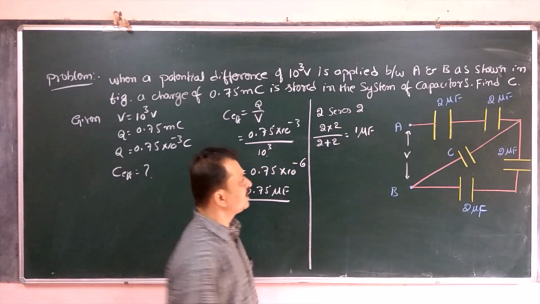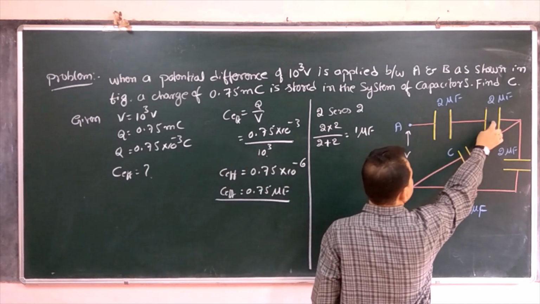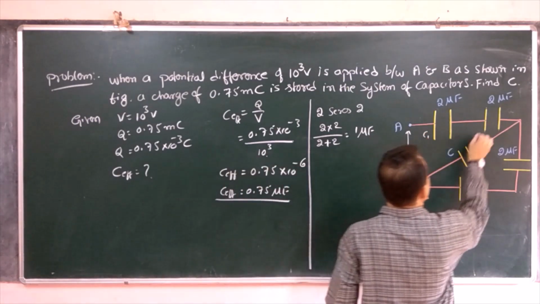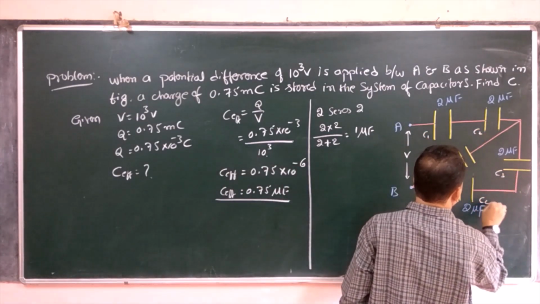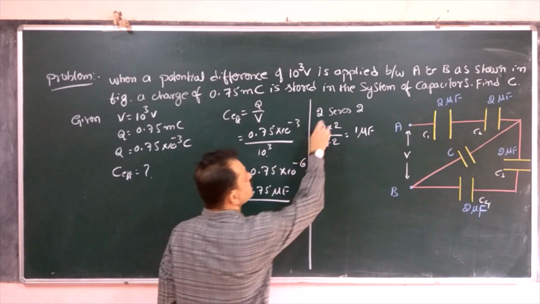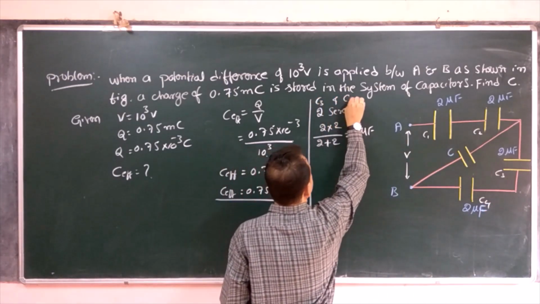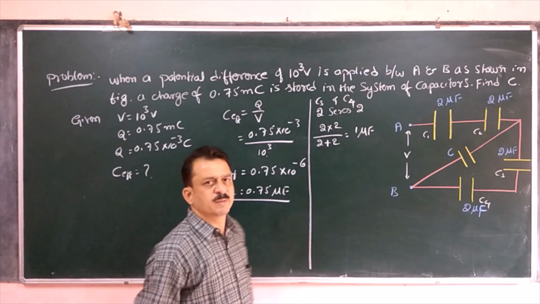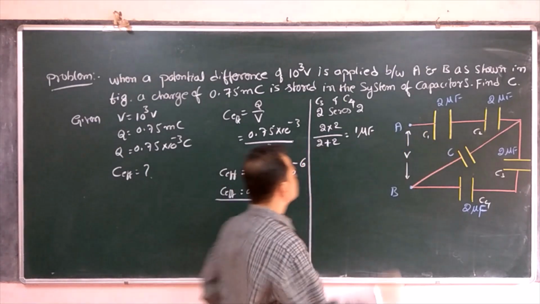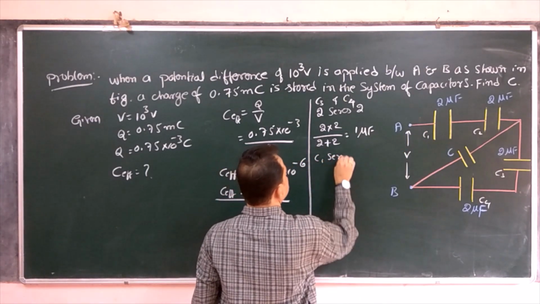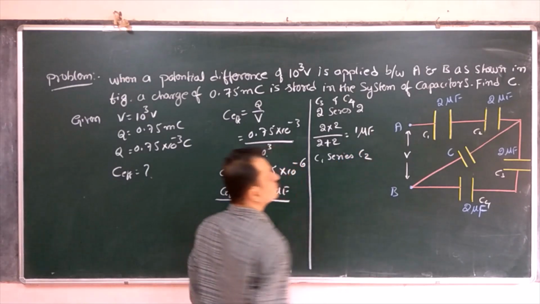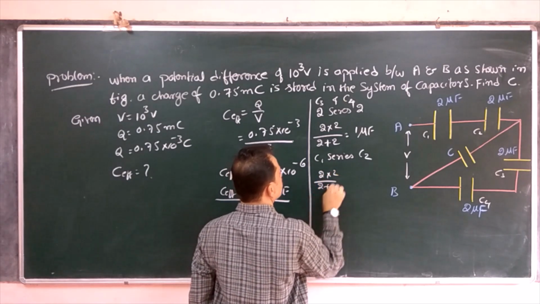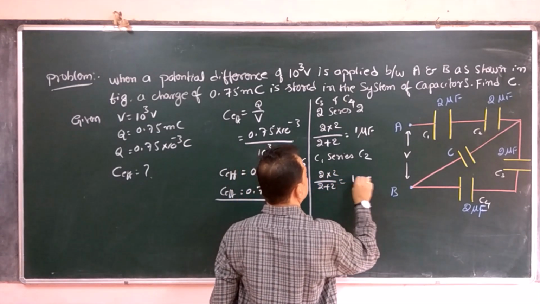microfarad. Similarly, this 2 microfarad capacitor and this 2 microfarad capacitor, if you are getting confusion, if you write them as C1, C2, C3 and C4, then it is better. Now here C3 and C4 are in series, so the effective is 1 microfarad. Similarly C1 and C2 are in series. Their effective is the same way, 2 into 2 divided by 2 plus 2, that is 1 microfarad.